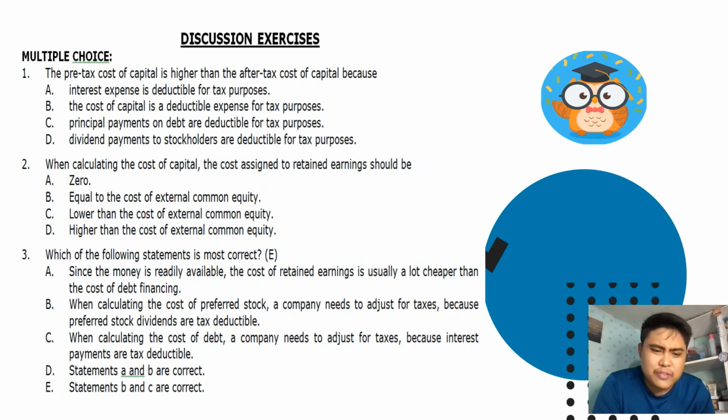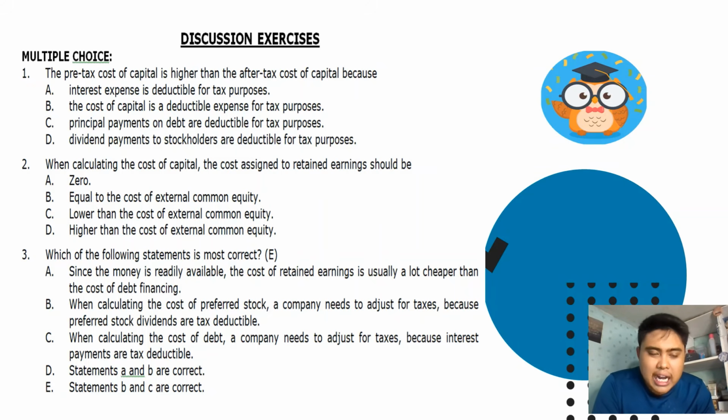Number 3, which of the following is most correct? Letter A, since the money is readily available, the cost of RE is usually a lot cheaper than the cost of debt financing. Take note, that is incorrect. Ang pinaka-cheap o yung pinaka-mababa na cost of capital is cost of long-term debt. Bakit? Kasi siya ay merong tax implication. The rest, walang tax consequence.